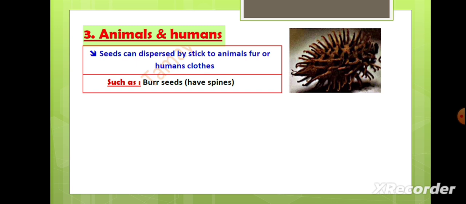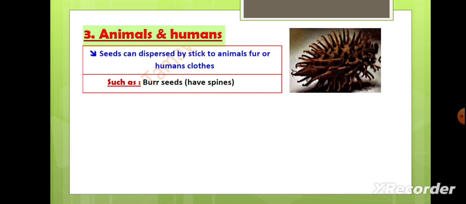Third type or third way of seed dispersal is animals and humans. When the animal has fur, like cats, dogs, or a bear, all of them have fur. Seeds that have spines can stick on the fur of the animal, so the seeds can be transferred or moved from one place to another, which is seed dispersal.